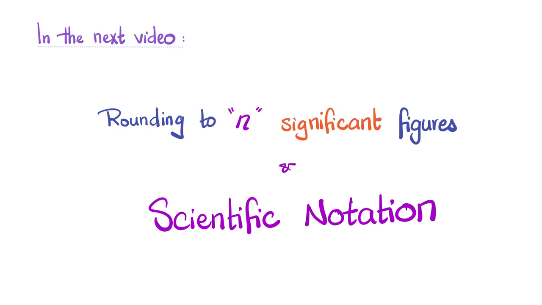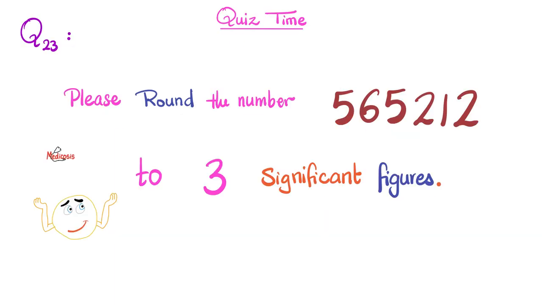In the next video, we shall talk about rounding to a certain number of significant figures. We'll also discuss scientific notation. Let me leave you with a question. Please round this number to 3 significant figures? Let me know your answer in the comment section. You will find the correct answer and explanation in the next video in this General Chemistry Quick Review playlist.